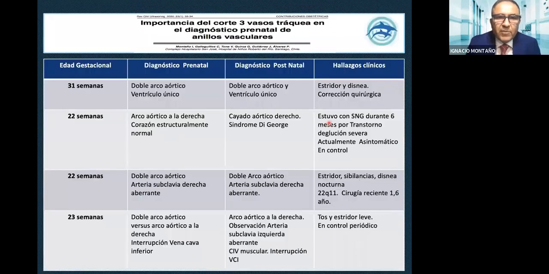In the year 2020, we published a clinical series of four cases of the three-vessel trachea view in the detection of vascular rings. Of the four, two developed vascular rings and underwent surgical correction, and the other two were also associated with DiGeorge syndrome.